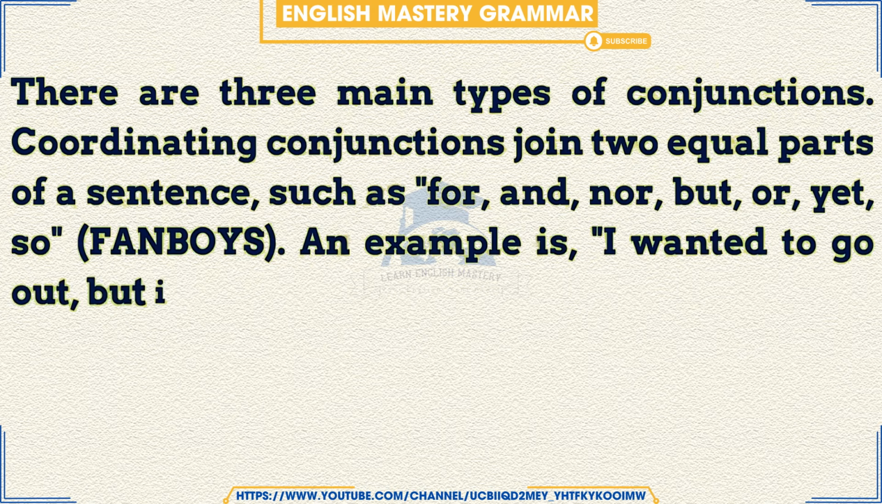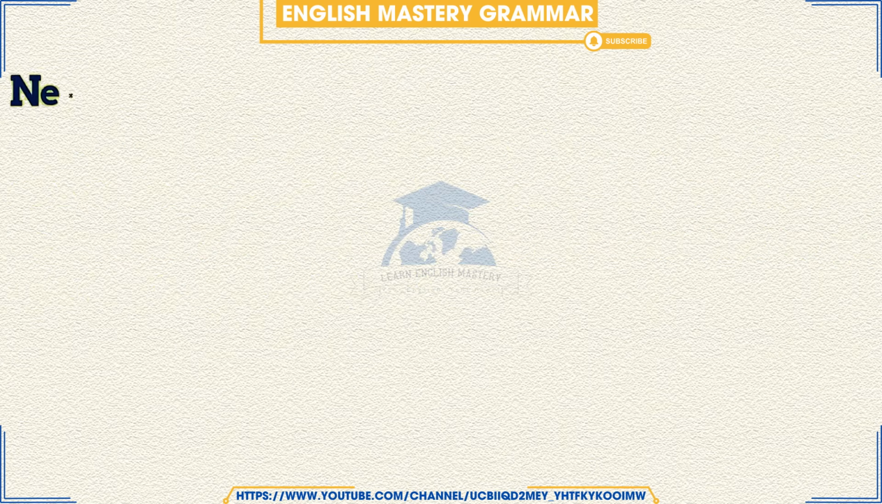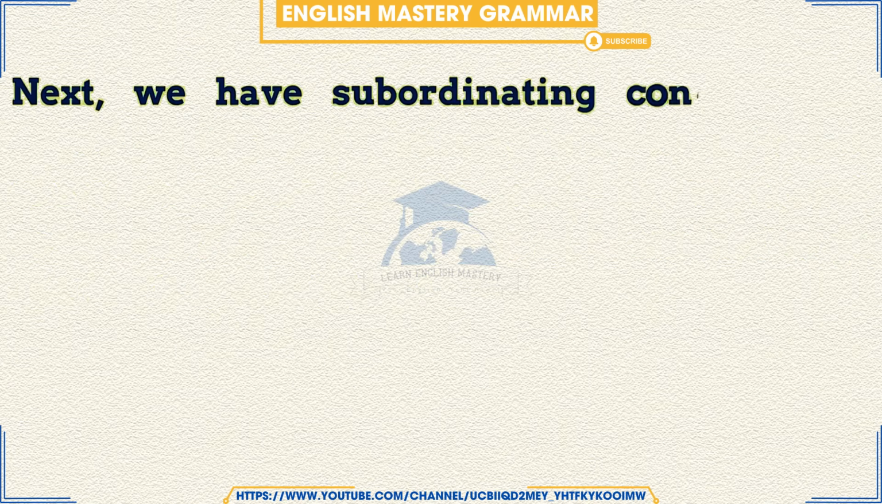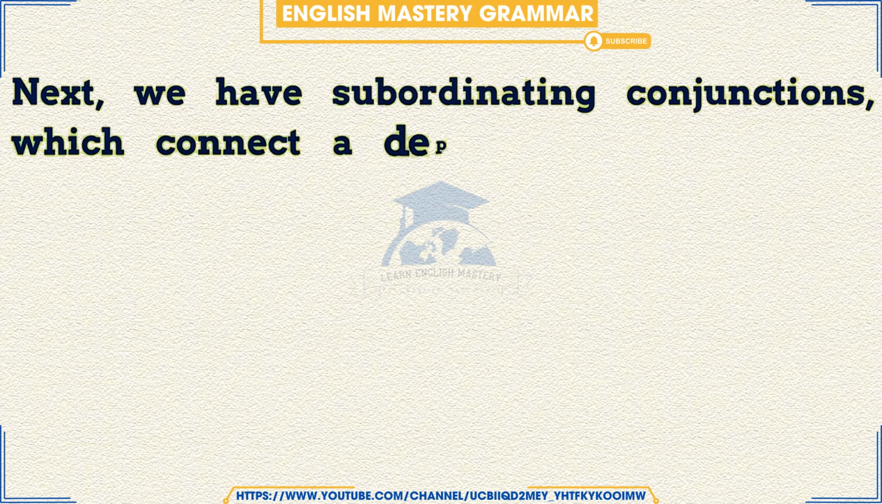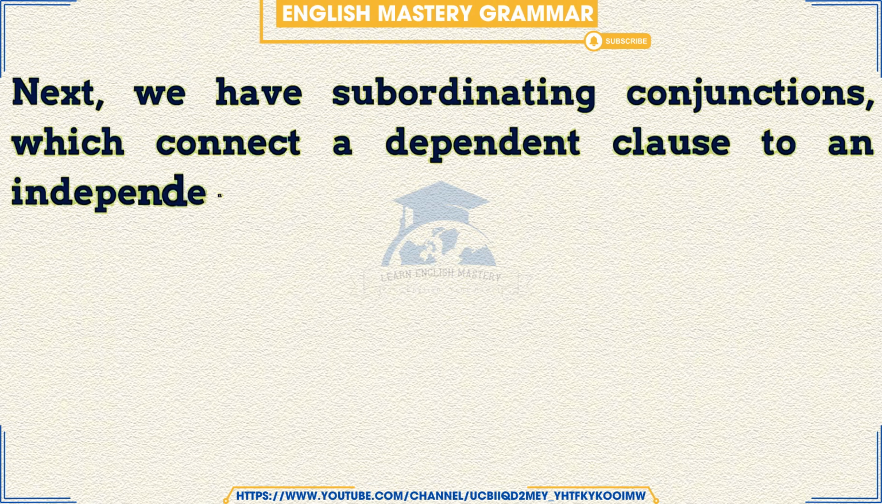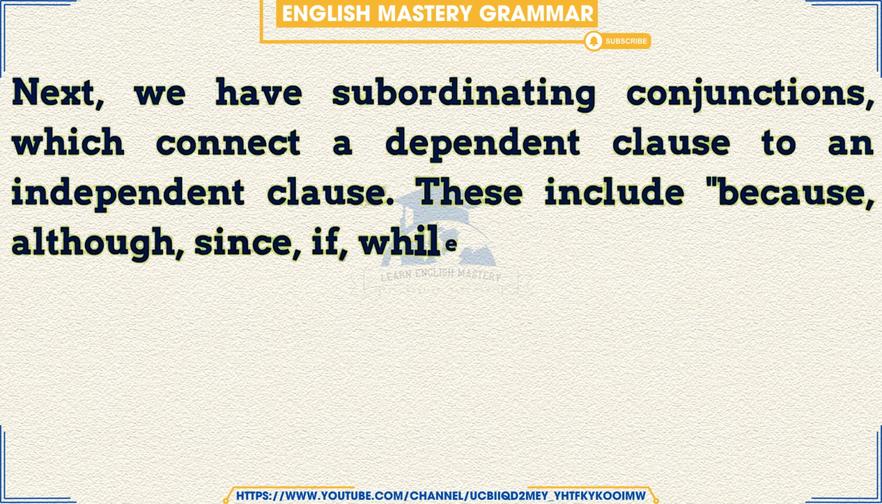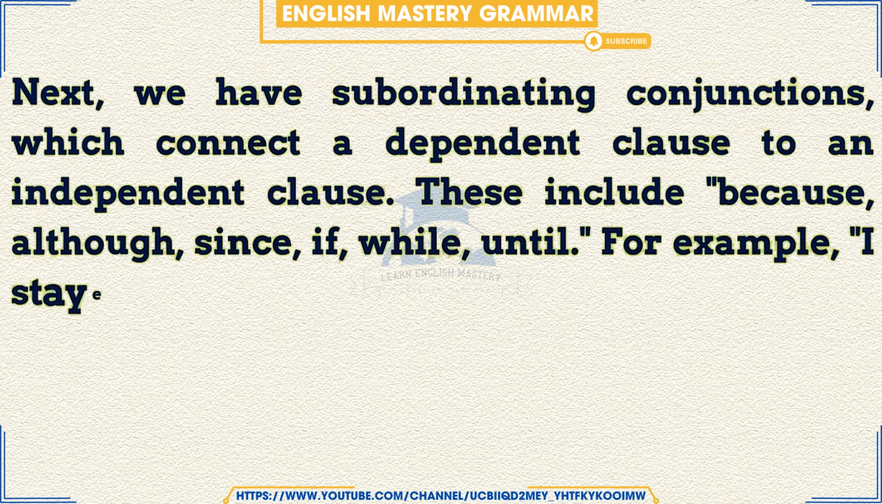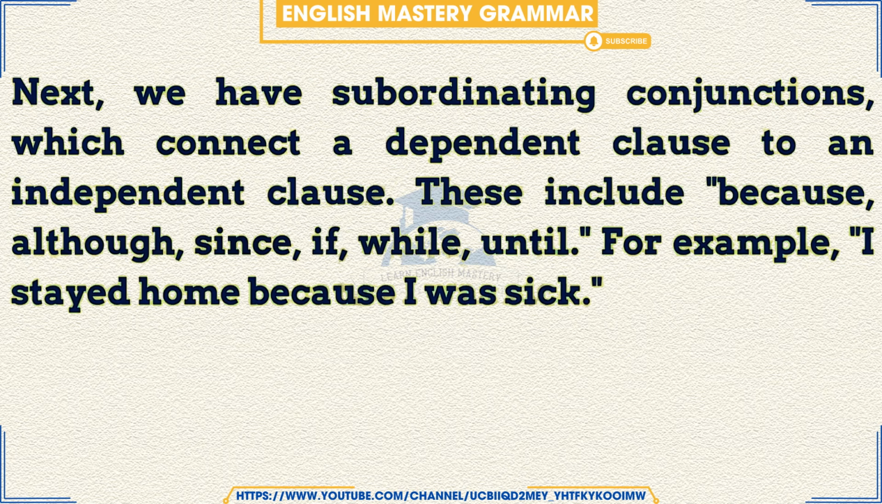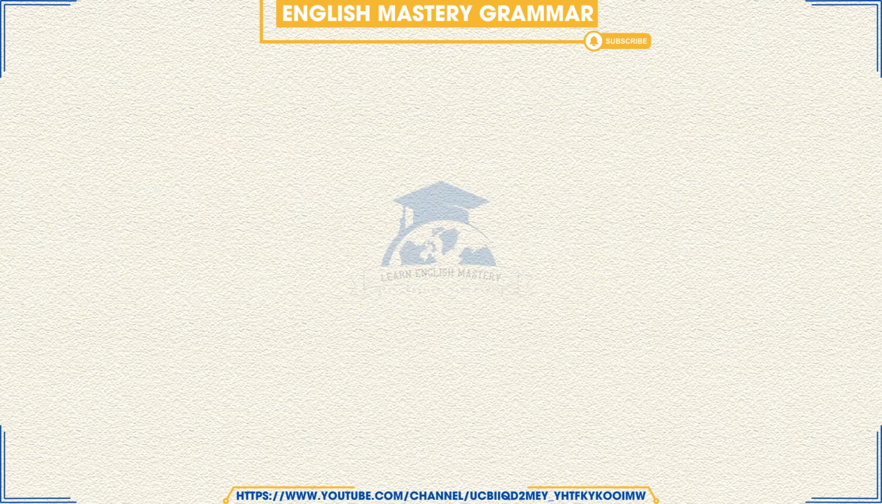FANBOYS. An example is, I wanted to go out, but it was raining. Next, we have subordinating conjunctions, which connect a dependent clause to an independent clause. These include because, although, since, if, while, until. For example, I stayed home because I was sick.